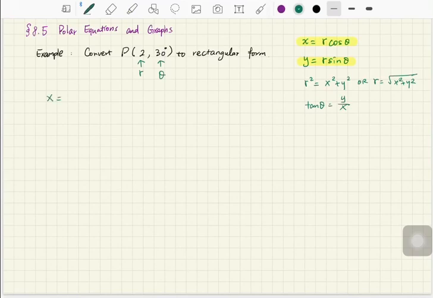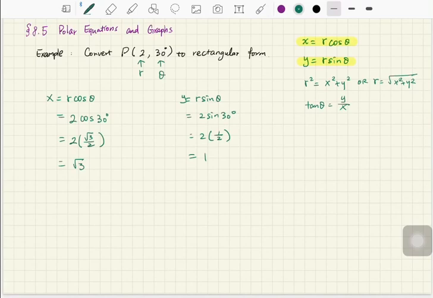So x is going to be r cosine of theta, where r is 2 and theta is 30 degrees. Cosine of 30 degrees is square root 3 over 2. So x will equal square root 3. And y is r sine of theta, which is 2 sine of 30 degrees, which is 2 times 1/2, and we get 1. So the rectangular form is going to be (square root 3, 1), where square root 3 is x and 1 is y.